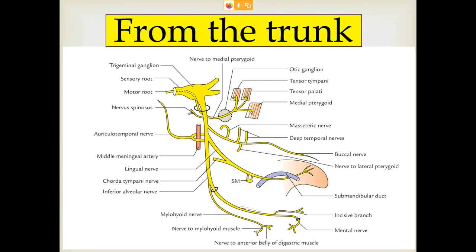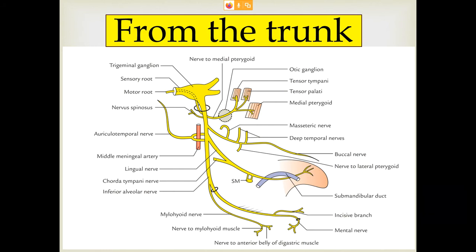In this picture you can identify the trigeminal ganglion clearly, and it divides into three divisions: ophthalmic, maxillary and mandibular. The mandibular carries two types of fibers, sensory as well as motor. The sensory root is derived from the trigeminal ganglion, and the motor root arises directly from the pons and passes below the ganglion and the sensory root.